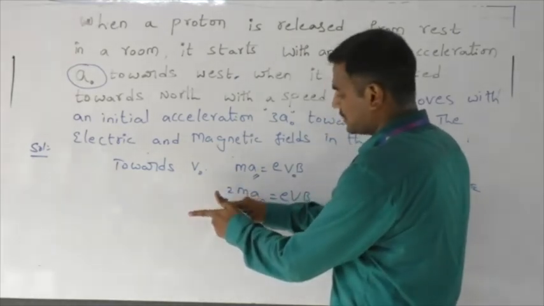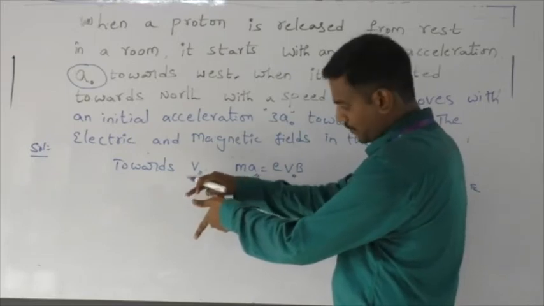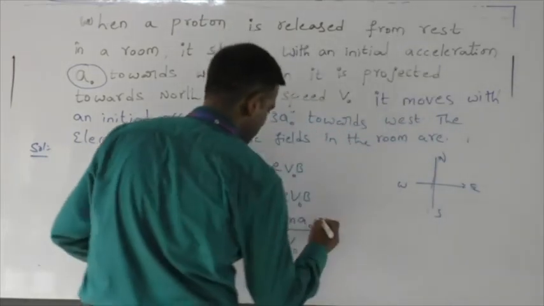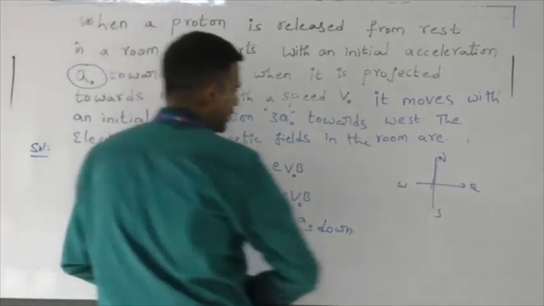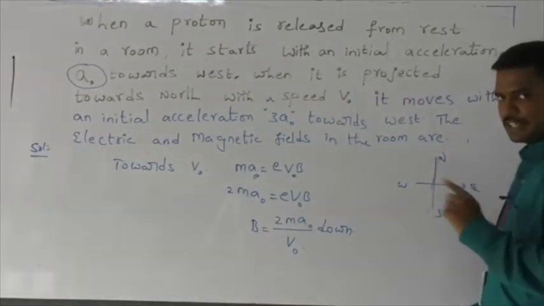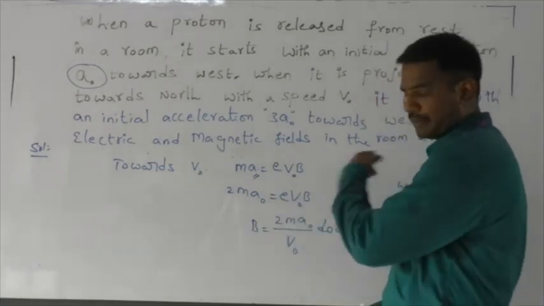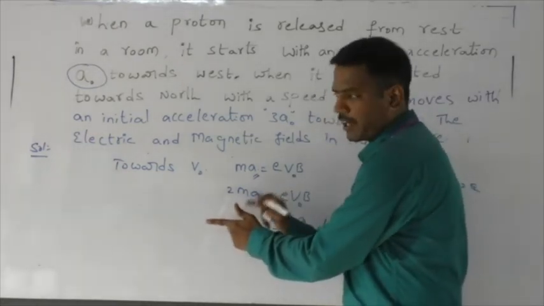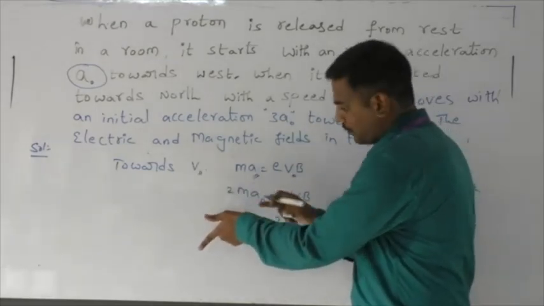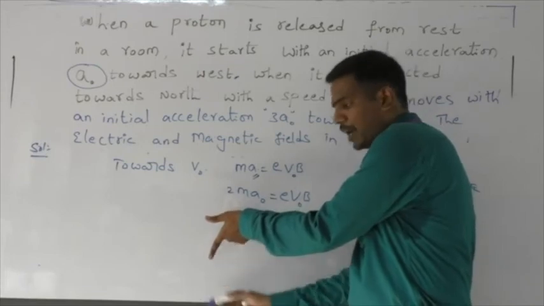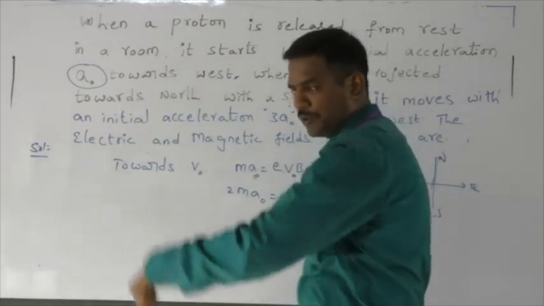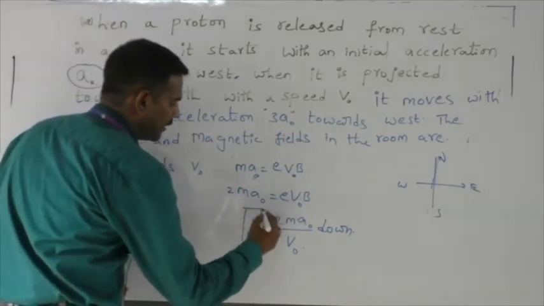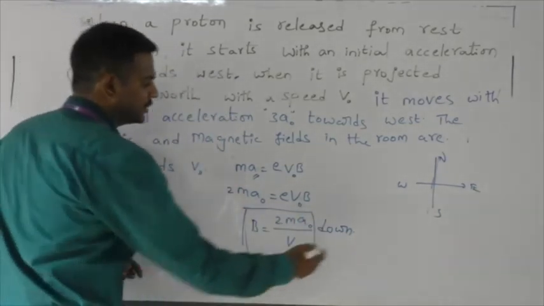And it is accelerated towards the west. Therefore, this must be the direction of the field. This forefinger is pointing downward. Hence, the direction of the field is nothing but downwards. Shall I repeat again? From east, west, north, south, it is projected along the north, not up like this. The central finger shows the direction of motion. The force is along the thumb, towards the west. And here it is down. So inside the room, the magnetic field is down. It is projected north and the force will be in this way. Hence, what you can write now is that the magnitude of the magnetic field intensity is 2m a naught by e V naught, and the direction is down.